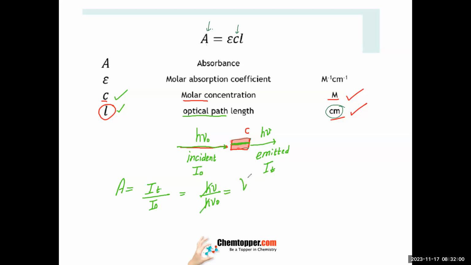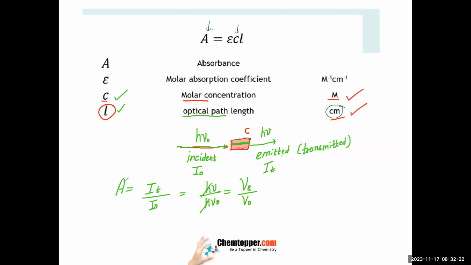Isn't it the ratio of the frequency emitted over frequency incident? Emitted or transmitted. They use the word transmitted also. You can say transmission, transmitted. That is also for emitted.